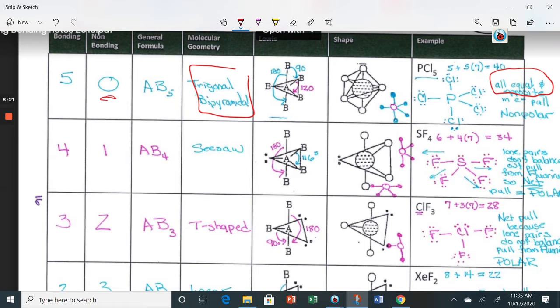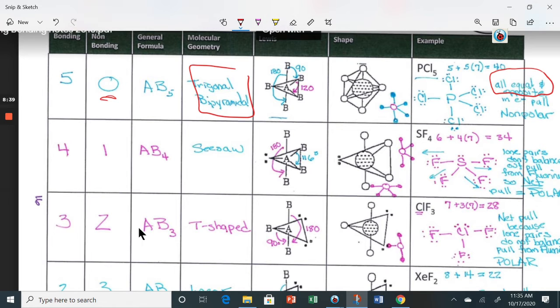Now the shapes get interesting in description. I'm going to take off one of the axial electrons, or one of the axial bonds. So, bond angles for these are all considered 90, and in the plane it's 120.